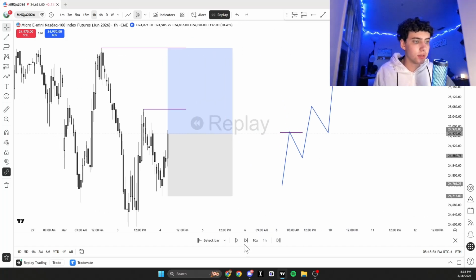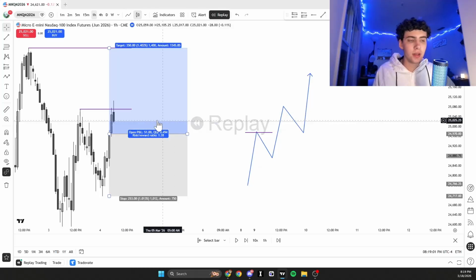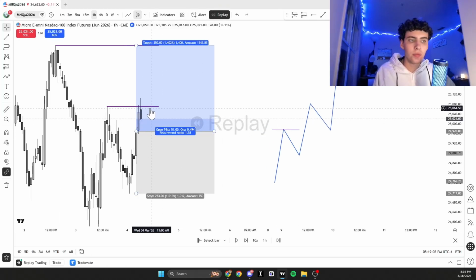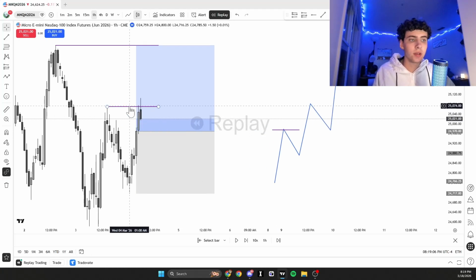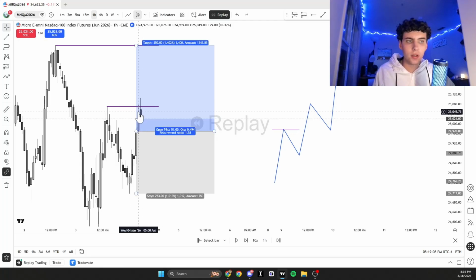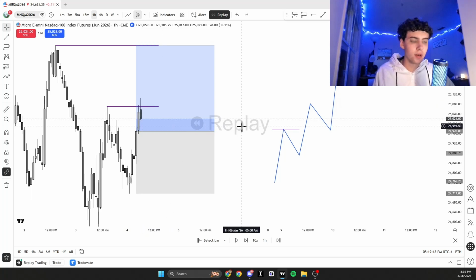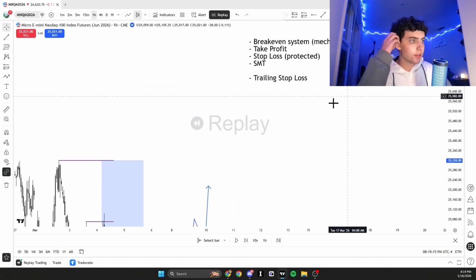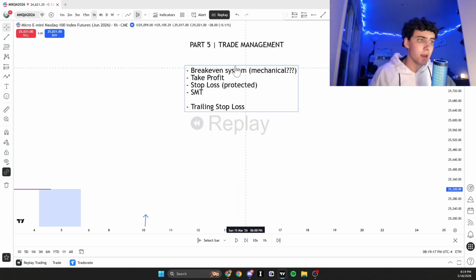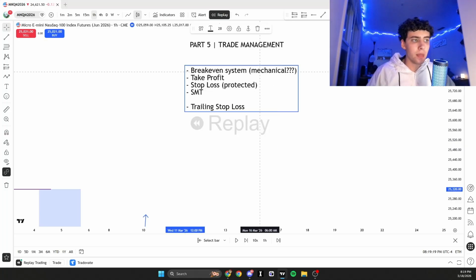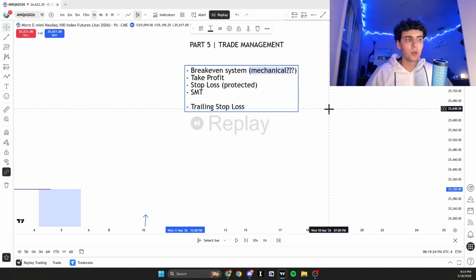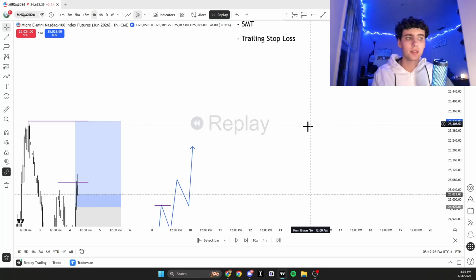And so you guys can see here, right now my stop loss is still down here. And what happens here, you can see we reject this area, right? We wick up into it. We don't get a strong close above it. We come up here again, we wick it again, and then we start to reject a little lower. And if you remember right here where I was talking about my break-even system, you can see in parentheses here, mechanical with question marks. Is my break-even system mechanical?